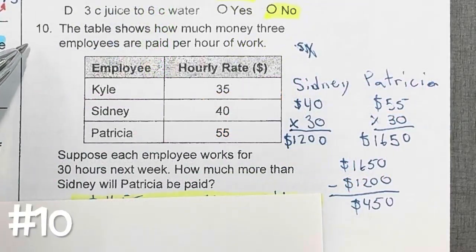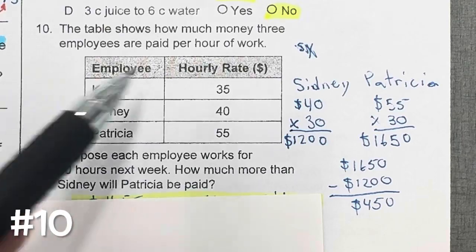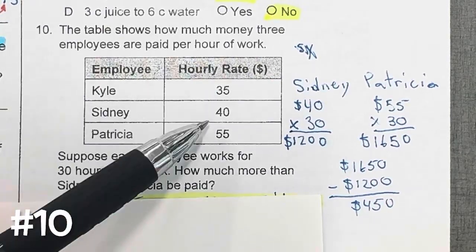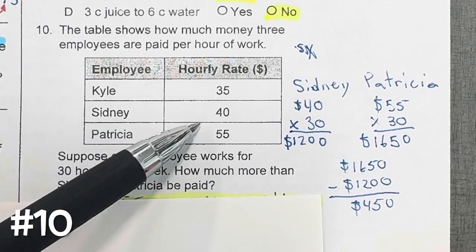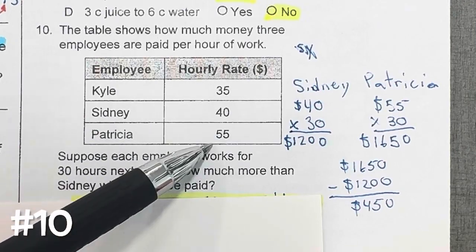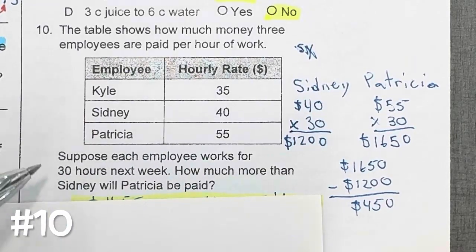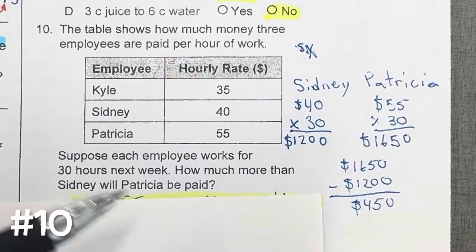Number 10. The table shows how much money 3 employees are paid per hour of work. So if we look at the table here, Kyle's hourly rate is $35 per hour, Sydney's $40 per hour, and Patricia's $55 per hour. Suppose each employee works 30 hours next week. How much more than Sydney will Patricia be paid?